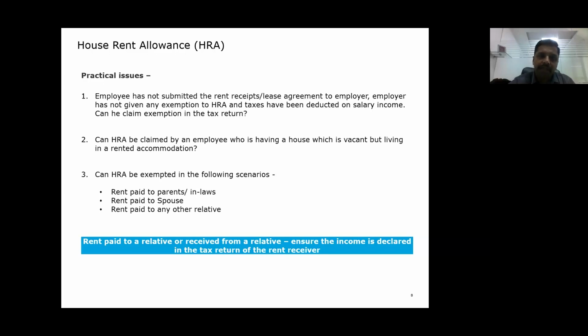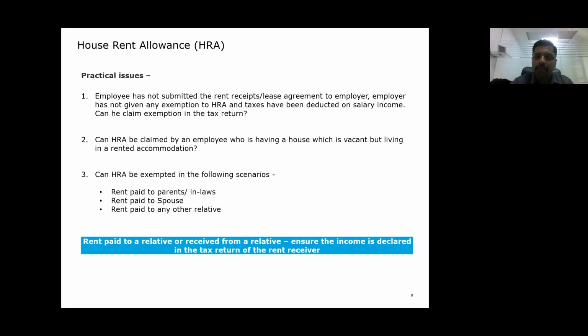Then the next question is, can HRA be claimed by an employee who has his own house, which is vacant, but is living in a rented accommodation? See, these are one criteria where he is living in his own house and he is not paying any rent. But here that is not the scenario. He has his own house, but that is vacant owing to the purposes of employment, because he is staying far away. His own house may be around 20 kilometers or 25 kilometers away from his workplace.